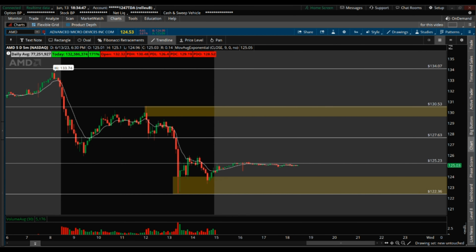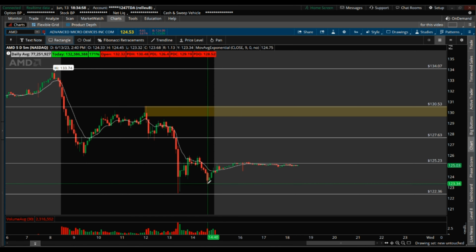But that candle is huge, the red one, so it wouldn't work. In reality, if you really wanted to be anal about it, you could just go to this one, because this is kind of where it went last.